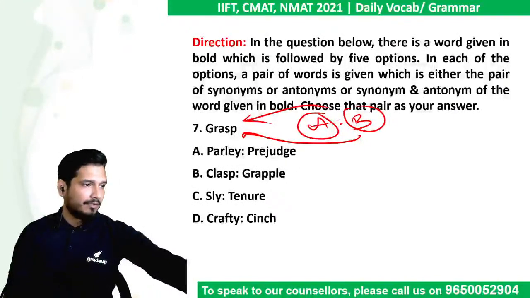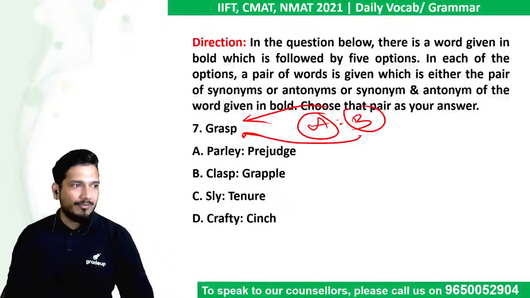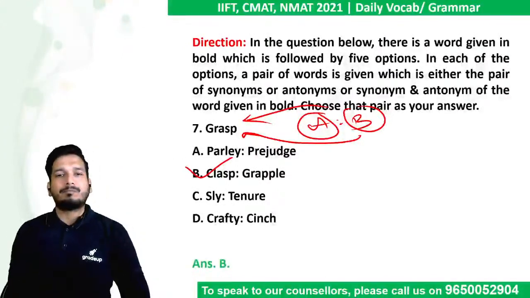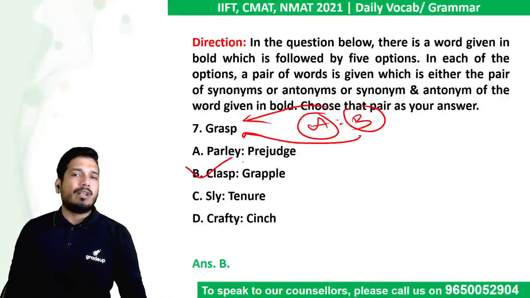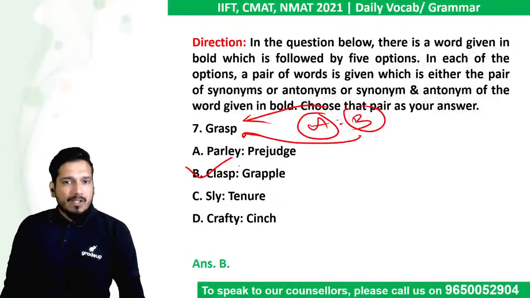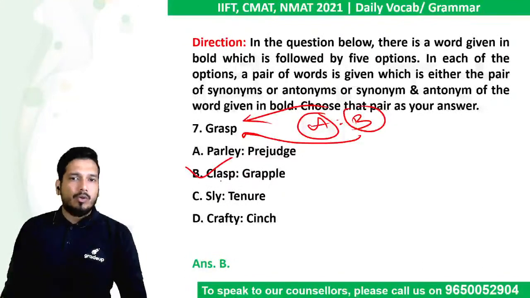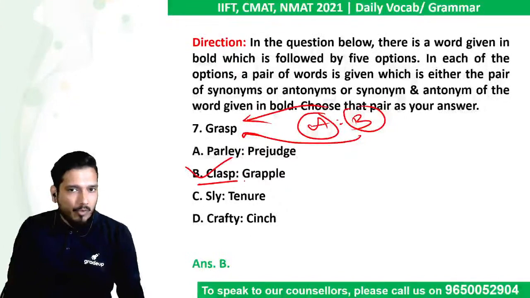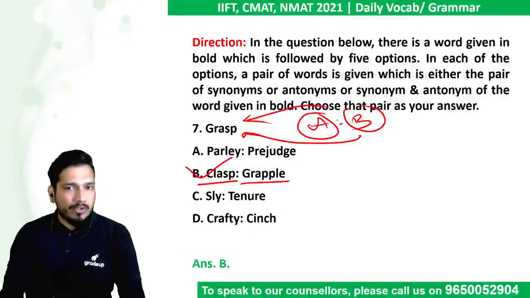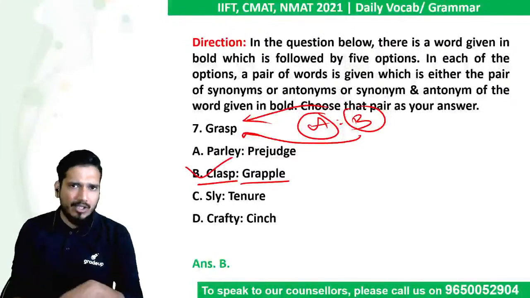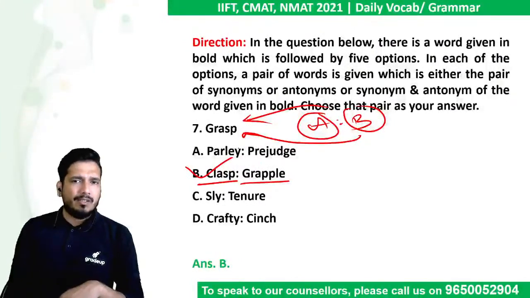All right. So, wow, most of you got it correct. You proved me wrong. I thought that people might face problems with this question. Grasp means to hold something. So clasp means to hold something. Grapple again means to hold something. Grappling is a move in wrestling in which the two wrestlers hold each other. So yeah, B is the correct answer.